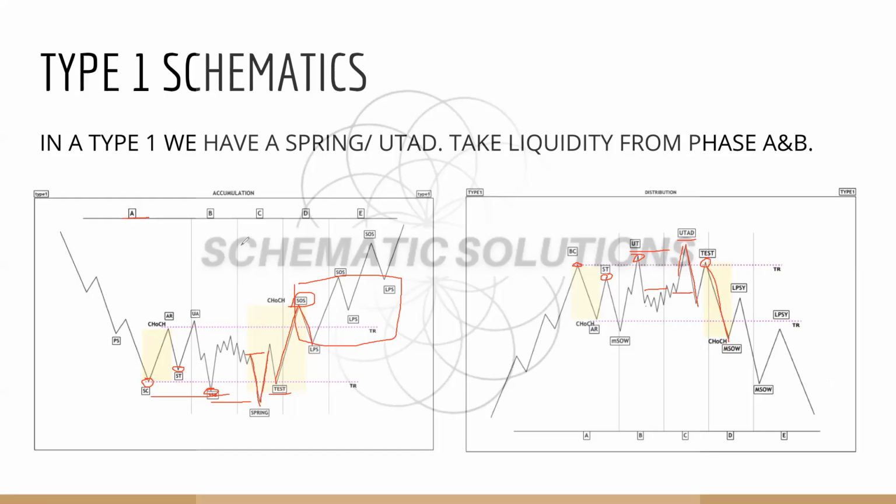We have phase A, which is ultimately stopping the previous trend. Phase B is ultimately the institutions constructing a cause. So that's building pretty much exactly like we said, the lows, that's them going sideways. Phase C is going to be our test phase. Phase D is going to be our trend within the range. So we're trending, but we're still inside the range. And then phase E is our trend outside of the range. So those are our phases, and those go for both accumulation and distribution.